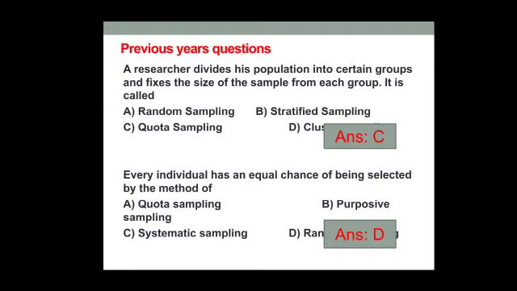And previous year's questions. A researcher divides his population into certain groups and fixes the size of the sample from each group. When the size is fixed, it is quota sampling. Then every individual has an equal chance of being selected by this method, that is simple random sampling. So D is the answer. It is not clear there, sorry.